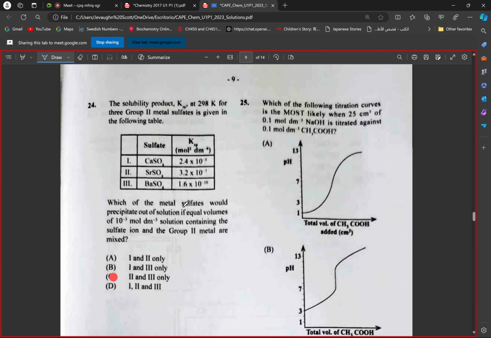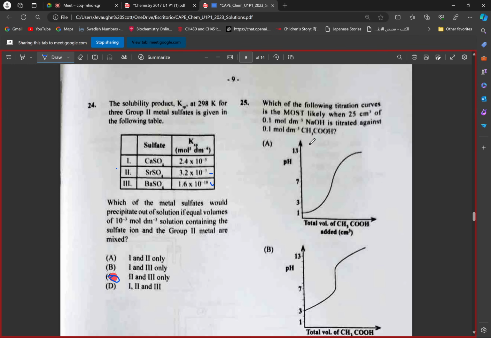Which of the following metal sulfates would precipitate out of solution if equal volumes of solutions containing the sulfate ion and group 2 metals are mixed? So what's going to come out? We're going to be looking for the most insoluble of them, which is strontium and barium. The answer is C. Calcium sulfate is way less soluble than the rest of them, so looking for equal amounts, strontium and barium will come out.